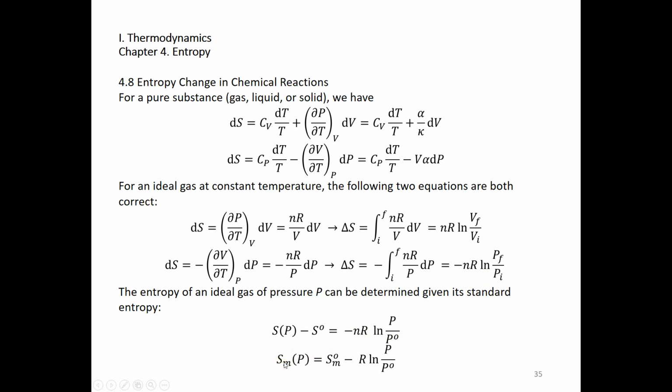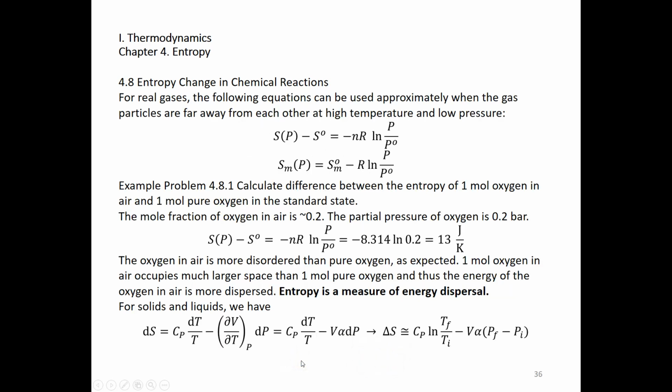The molar entropy of an ideal gas with this pressure is the molar entropy of this same ideal gas under standard condition, which means 1 bar, minus R times the natural logarithm of P over P naught. So for an ideal gas, if temperature is constant, the molar entropy depends on the pressure. When we have a higher pressure, we have a lower molar entropy.